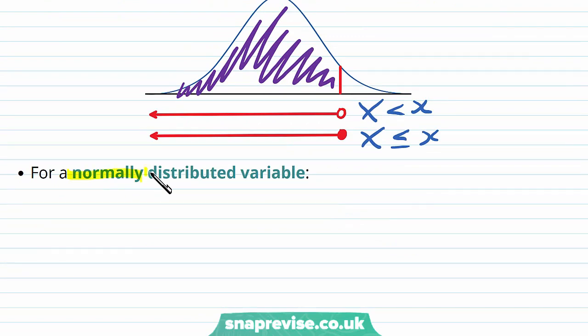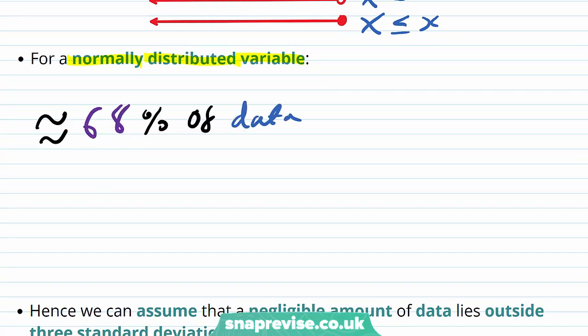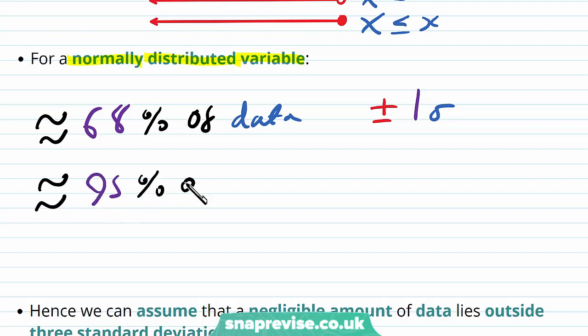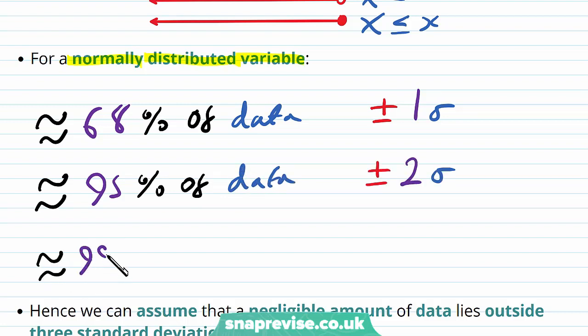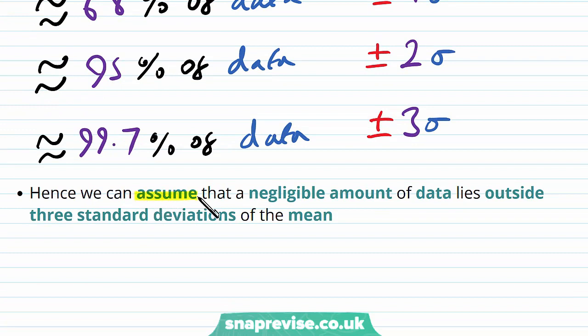Now for a normally distributed variable, it is the case that approximately 68% of the data occurs within the area plus or minus 1 standard deviation from the mean. Similarly, approximately 95% of all data occurs within 2 standard deviations of the mean. And similarly, approximately 99.7% of all data occurs within 3 standard deviations. Hence, we can assume that a negligible amount of data lies outside 3 standard deviations of the mean.